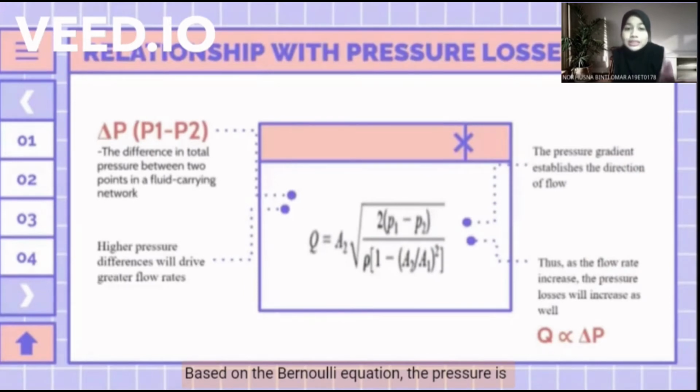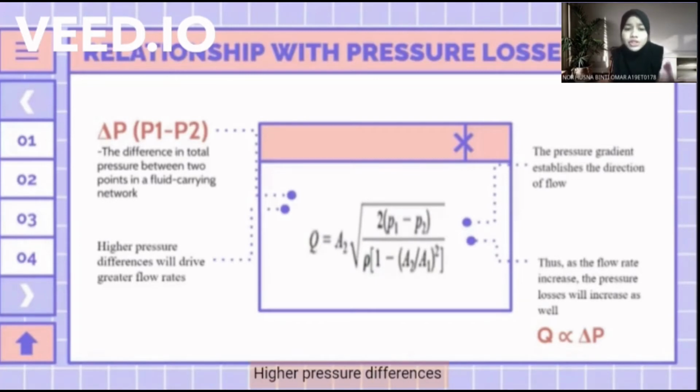In the Bernoulli equation, pressure is inversely proportional to velocity, but vice versa with pressure losses. Pressure losses is the difference in total pressure between two points in a fluid carrying network. When a liquid enters one end of a piping system and leaves the other, pressure drop or pressure losses will occur. In addition, pressure losses is an inevitable occurrence in every piping system that happens due to friction, elevation change, and turbulence caused by a sudden change in direction.